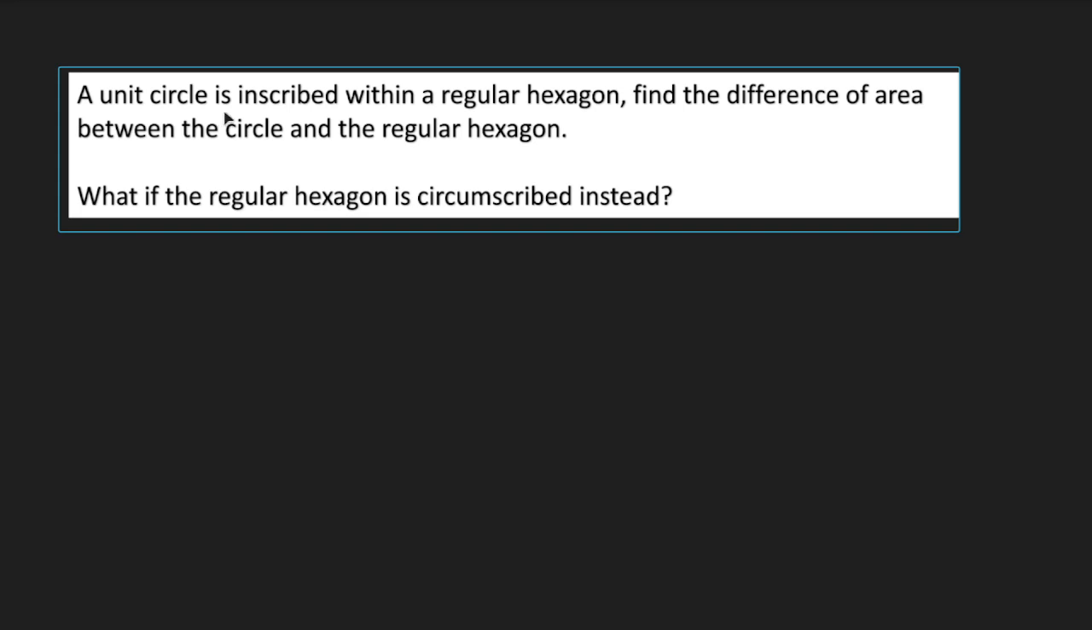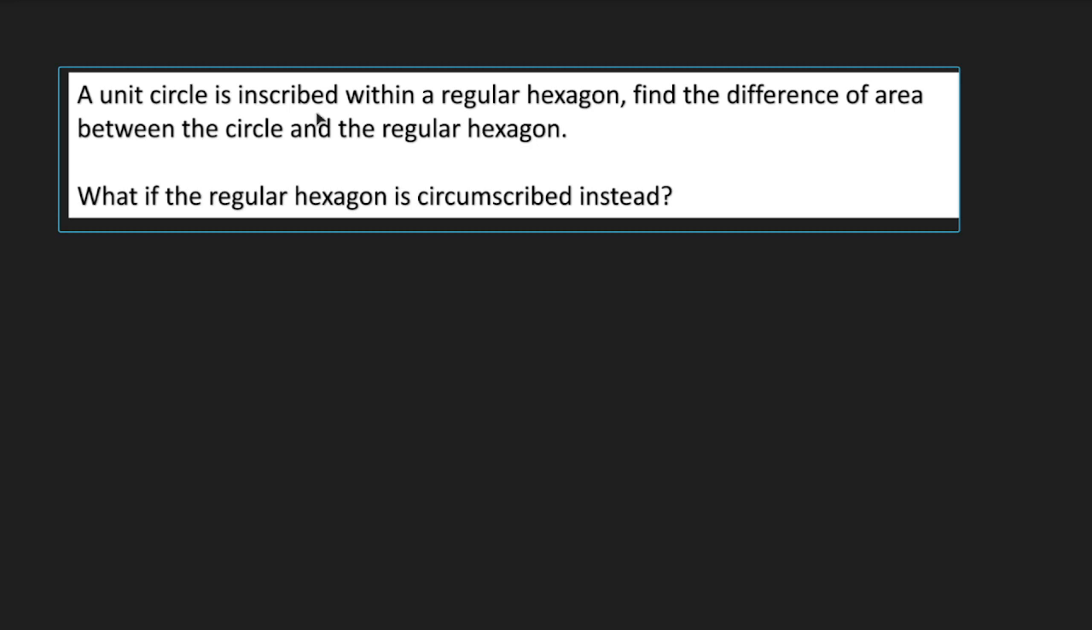A unit circle is inscribed within a regular hexagon. Find the difference between the area of the circle and the area of the regular hexagon. Just ignore the grammatical error here. And you have the second question. What if the regular hexagon is circumscribed instead?